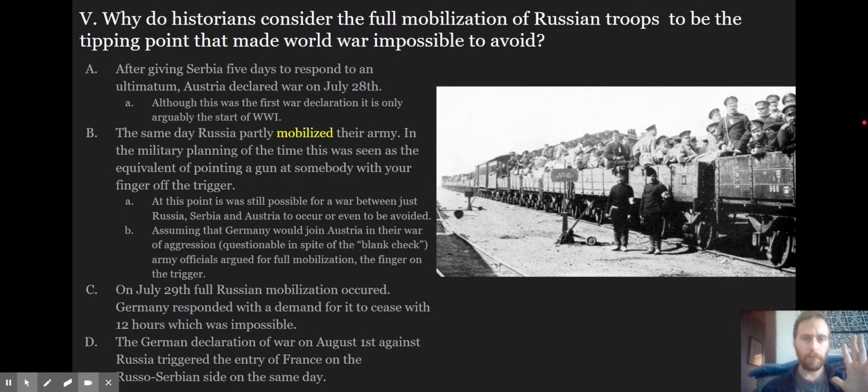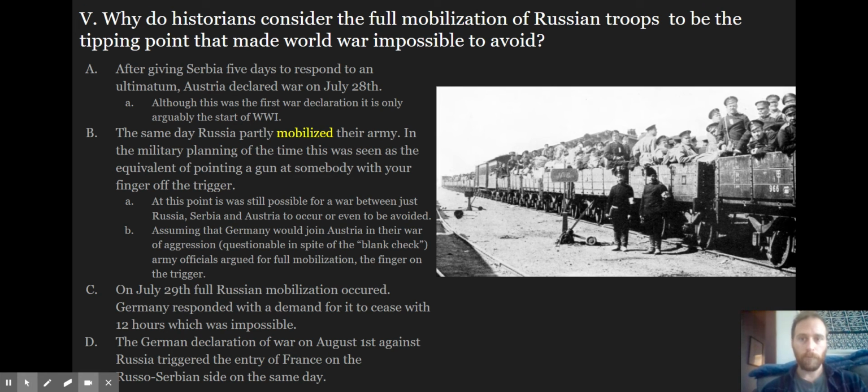Serbia's given 5 days to respond to an ultimatum that's just ridiculous. Amongst other things, the ultimatum from Austria to Serbia is, you will turn in anybody who's responsible for the assassination of the Archduke, which the Serbians are not going to do. So Austria declares war on July 28th. This is the first war declaration, but right now it's only a war between Serbia and Austria.